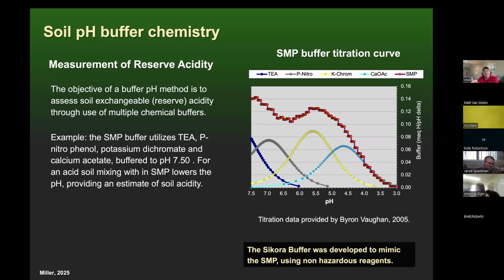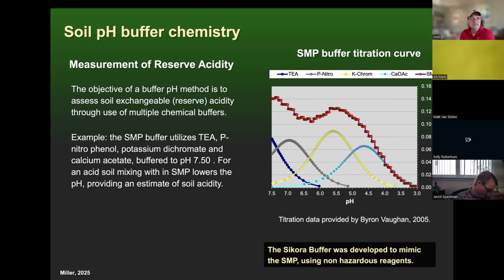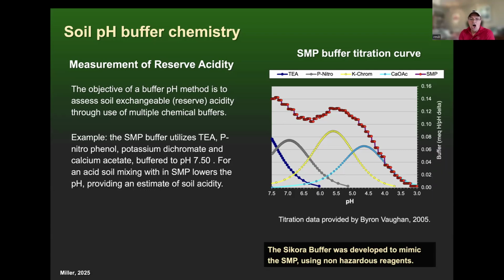Each has a different pKa. So basically you mix it with the soil and each one of these buffers will kick in at a different pH. And you can then quantify the amount of reserve acidity in that soil. The bottom line is it's buffered to 7.5. So any depression in that buffer pH from 7.5 is giving you a degree of soil acidity in the system.